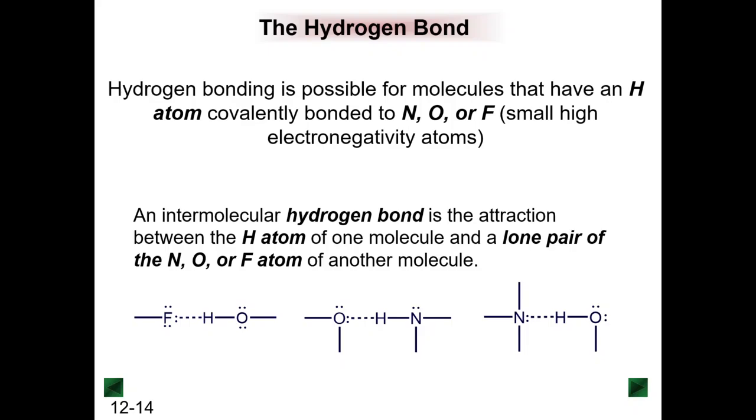And we draw the lone pair, but it's really driven by the overall electron density around those highly electronegative atoms. So they're small, high electronegativity atoms, so the force becomes significant. The hydrogen atom can get close to this small atom, which has a substantially higher negative charge.